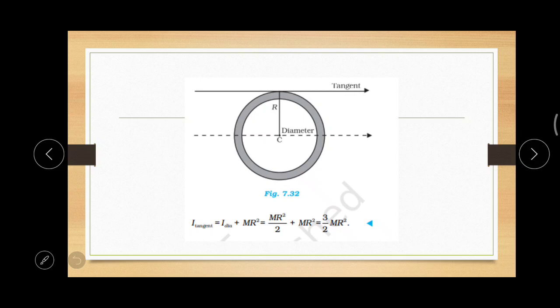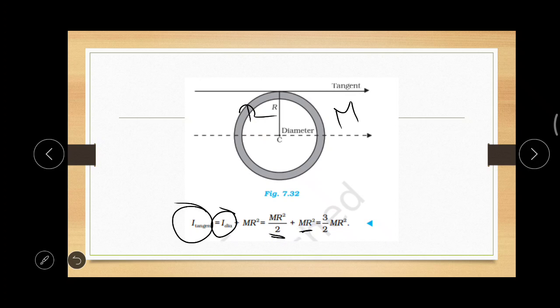So where the mass of the ring is m, and the distance between the parallel axes is r. So I tangent, that is the moment of inertia along the tangent, will be equal to the moment of inertia along the diameter plus mass into the square of the distance between these two axes. Along the diameter, in the case of the circular ring, the moment of inertia is mr square by 2, that we have already studied, plus m into r square.